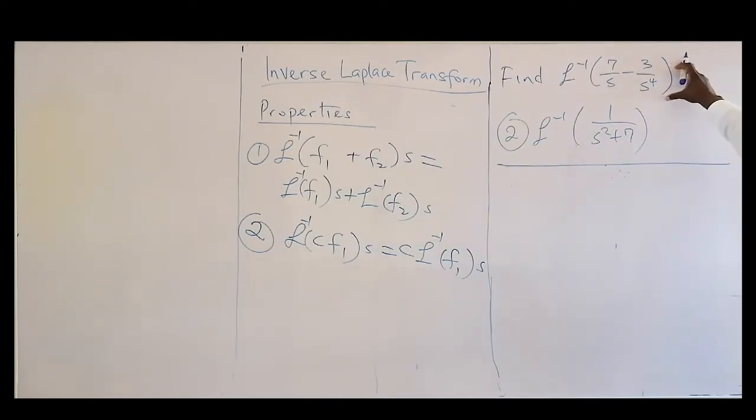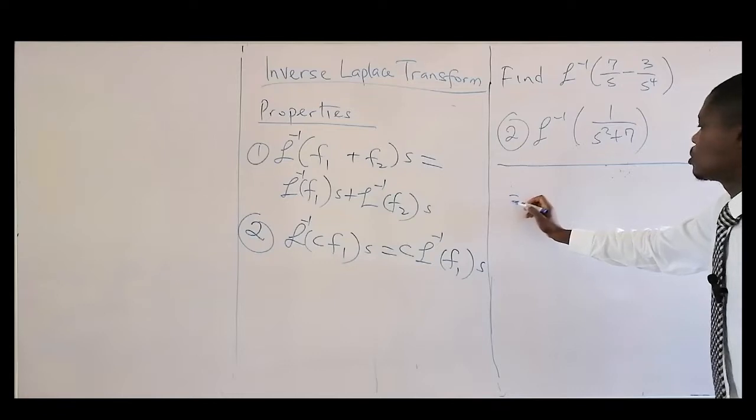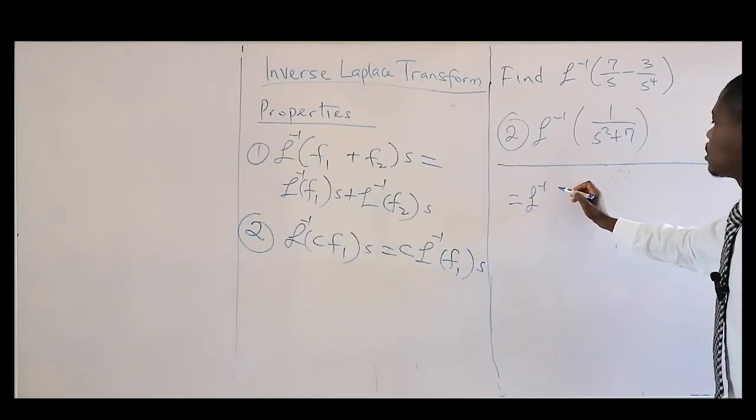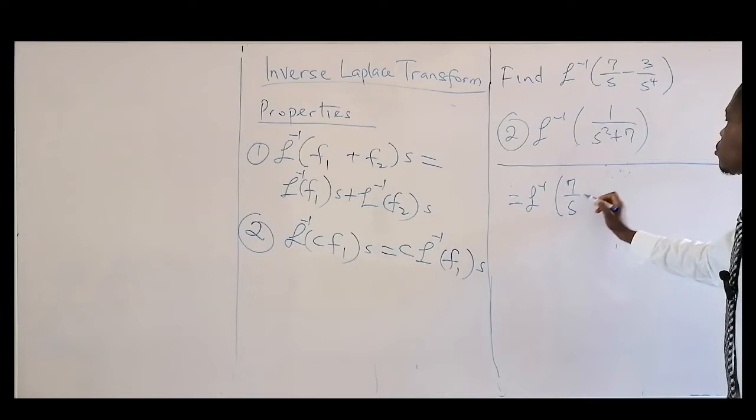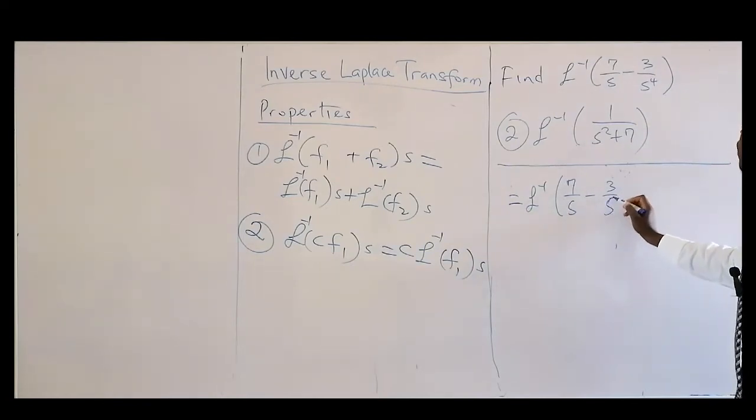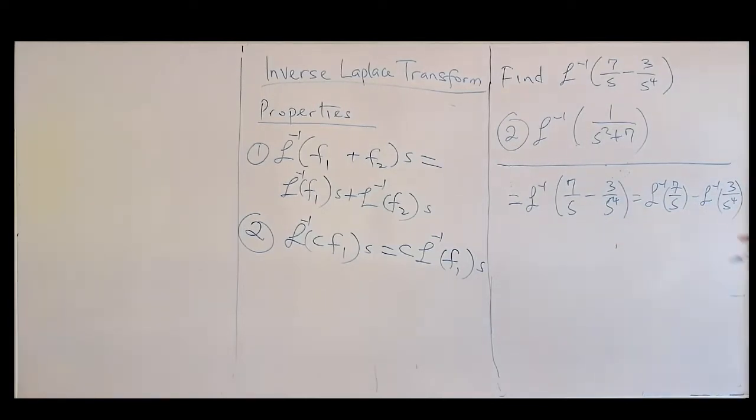Inverse of difference of functions will be equal to the difference of inverses. This will be equal to inverse of 7 over x⁴ minus inverse of 3 over x⁴. And this will be equal to, we can bring the constant outside, that's 7 inverse of 1 over x⁴, minus, this 3 can also go outside, 3 inverse of 1 over x⁴.